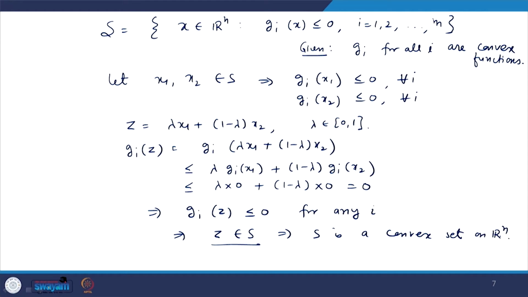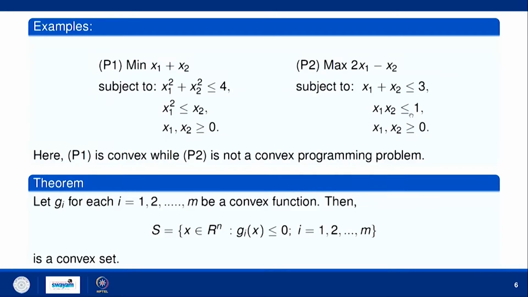So, what have we seen? We have seen that if we take a convex programming problem, then the feasible region of a convex programming problem is always a convex set. Okay, so that is the important property. See, in this example, if you draw the graph, it will not be a convex set. The region is not a convex set. That is why it is not coming out to be a convex programming problem.